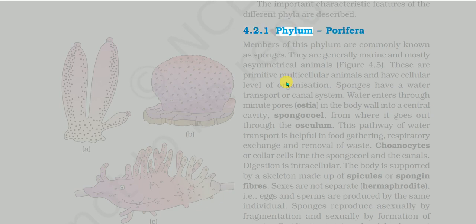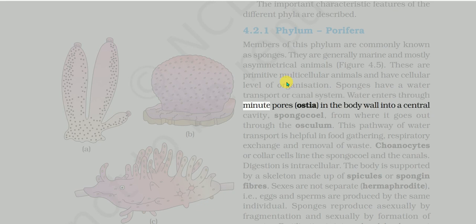4.2.1 Phylum Porifera. Members of this phylum are commonly known as sponges. They are generally marine and mostly asymmetrical animals, figure 4.5. These are primitive multicellular animals and have cellular level of organization. Sponges have a water transport or canal system.